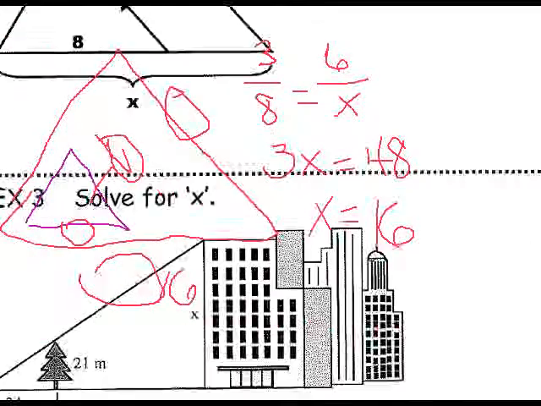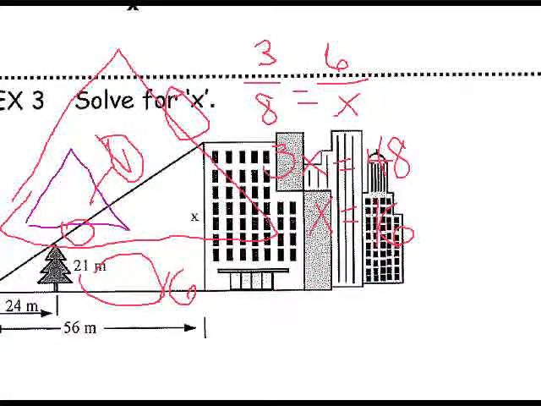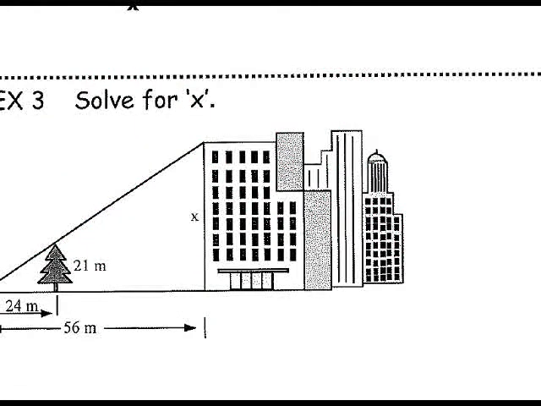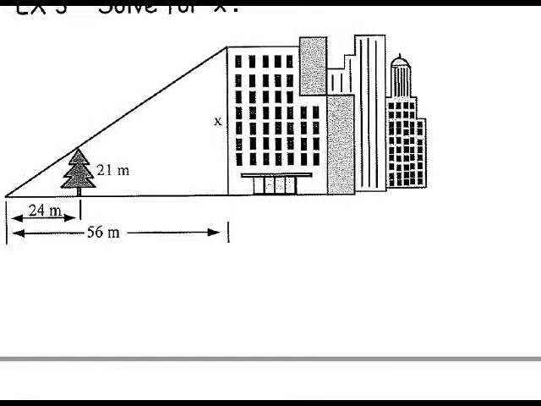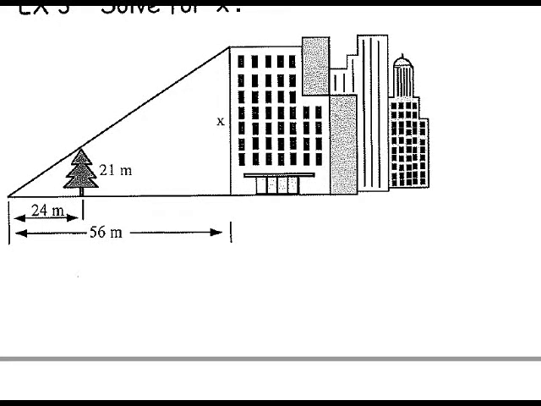All right. Now let's look at solving for this building. Let's erase all this mess. Oh, clear. Okay. Sorry. All right. Now we're going to look at this one. Scroll it up a little. All right. We're going to compare the distance that we are from the tree. You see we're 24 from the tree. The tree is 21 high. We're 56 meters from the building, and we're looking to find how tall the building is.